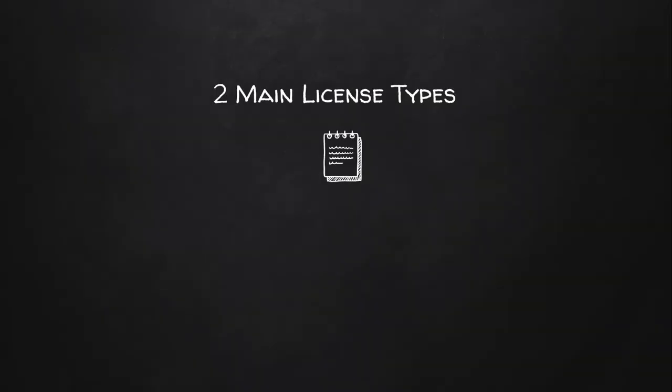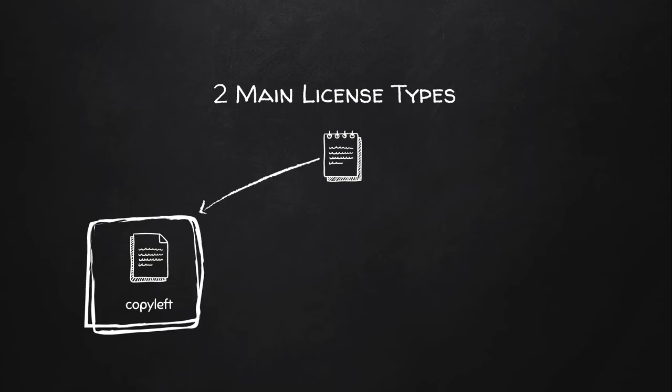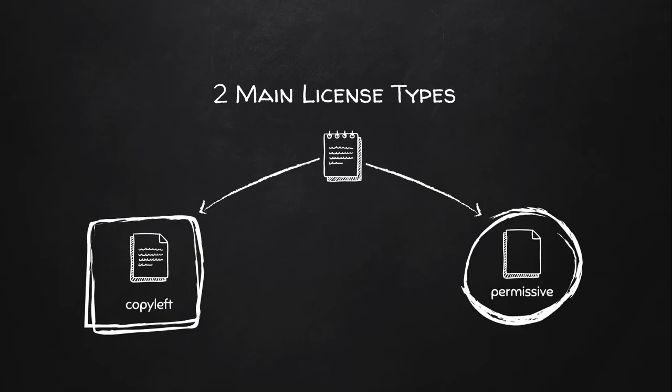Now, there are two main types of open source licenses. There's what's known as copyleft licenses. It's kind of a play on copyright. And permissive licenses. Derivatives are what you create. So copyleft and permissive. I want to break these down a little bit to explain the differences for you.